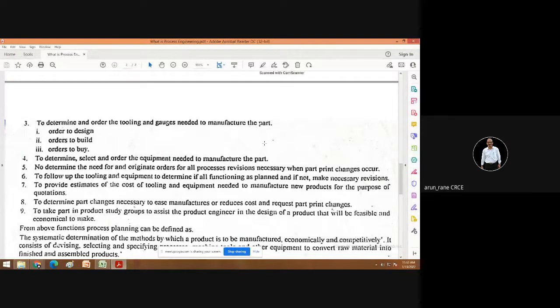and tooling includes your jigs, your fixtures, your cutting tools, etc. Again and again I'm telling, it includes your jigs and fixtures, that comes under tooling, and your cutting tools also come under tooling. So tooling means cutting tools like drills, reamers, single point tool, your inserts, your broach. These are all cutting tools that come under tooling.